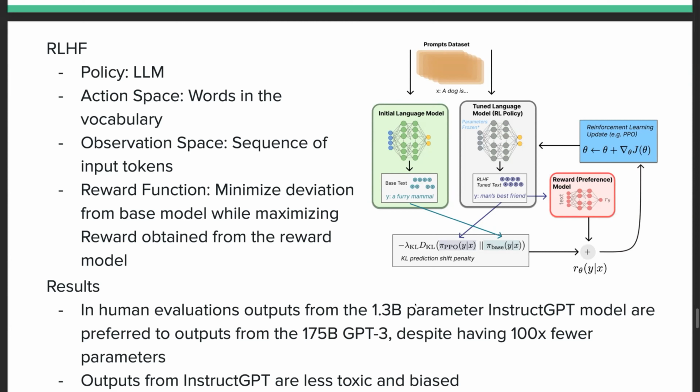So you essentially perform an RL update on a combination of the reward for a piece of text generated by the RLHF model, which is the one on the right, and you also want to minimize the changes in weights or the updates.